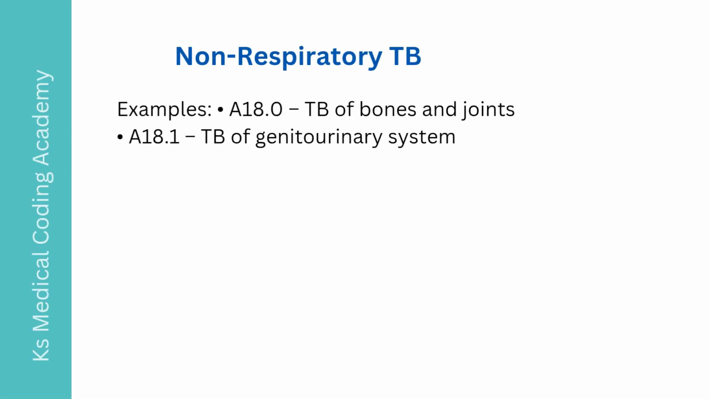Non-respiratory tuberculosis. Non-respiratory tuberculosis affects organs outside the lungs. Examples include A18.0 for TB of bones and joints and A18.1 for TB of the genitourinary system.